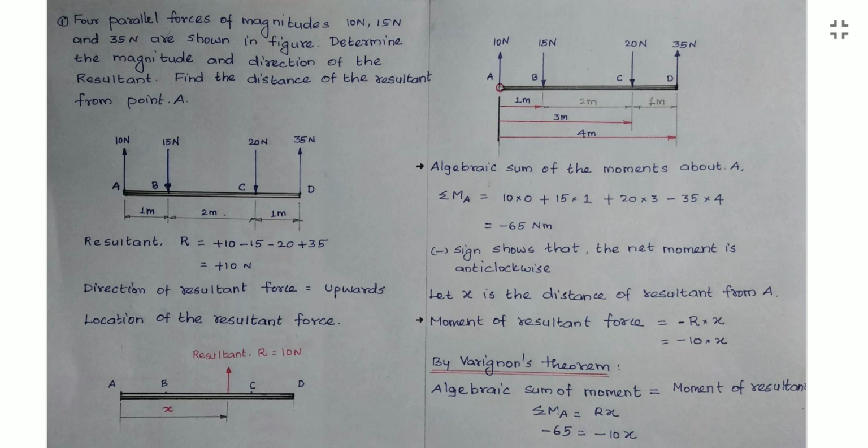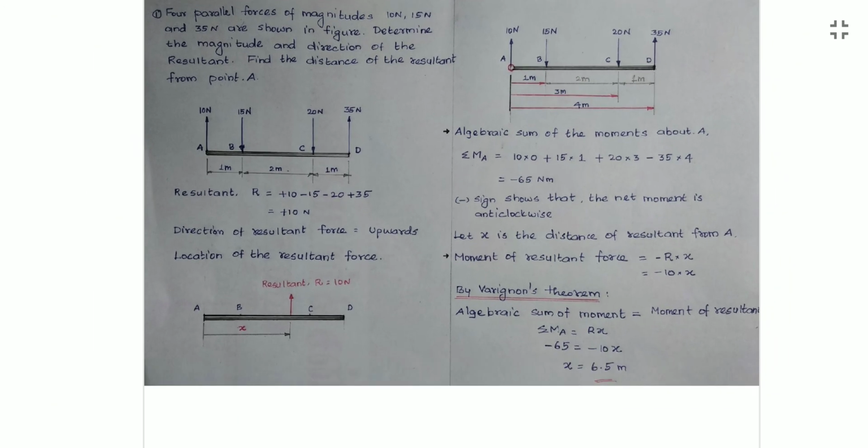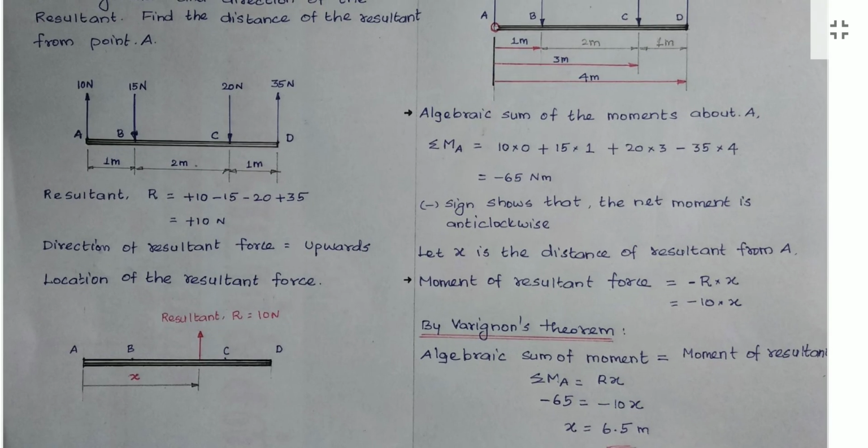By Varignon theorem, we know that the algebraic sum of moment of any number of forces about any point is equal to the moment of the resultant force. So moment of the resultant, we can equate these two. Already we found the algebraic sum of moment of all forces, minus 65, and moment due to the resultant is minus 10x. So if we equate these two, we will get the value of x. So the x value is 6.5 meter.